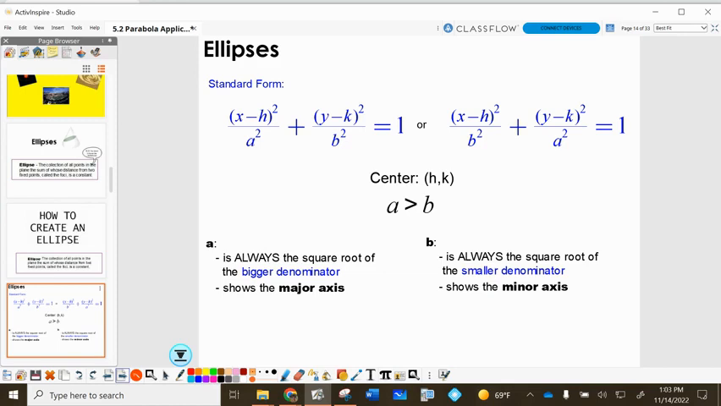It's always a greater than b, and we have a plus sign between the terms. So a is always the square root of the bigger denominator, and it shows you which axis is the major axis. So if the bigger number is under x, the major axis will go in the horizontal direction. If the bigger number is under the y, then the major axis will go in the vertical direction. b is always the square root of the smaller denominator. It shows which is the minor axis because it is smaller.